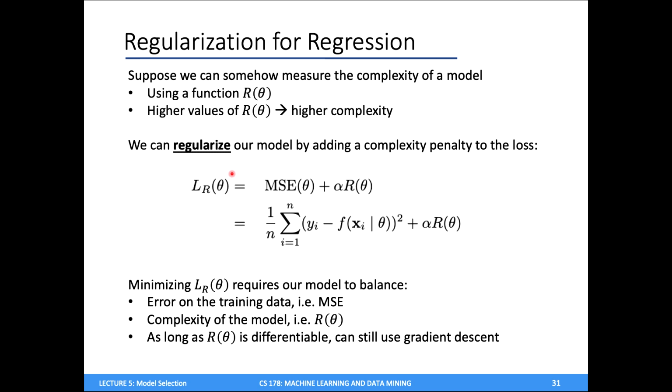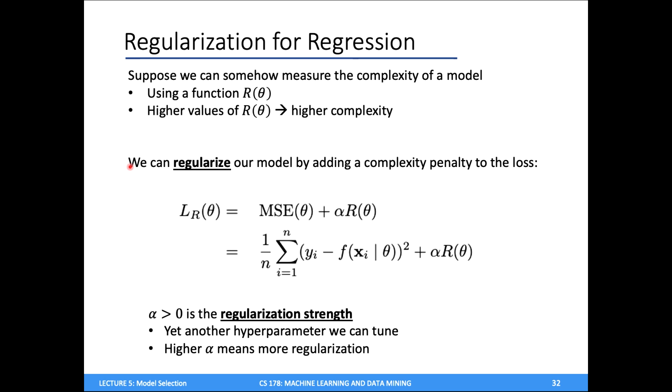All we need to do in order to actually do that in practice is write down the derivative of this r of theta function. I'll point out here that this alpha parameter is some positive number that we multiply with the complexity function. It's often referred to as the regularization strength. So it essentially tells us the balance between the MSE loss and this complexity loss. Higher values of alpha mean we care more about the complexity of the model, so we have more regularization. Smaller alpha means we care more about the MSE than the complexity of the model.